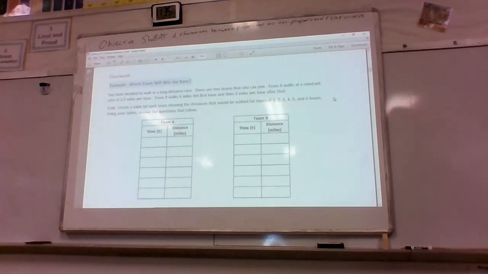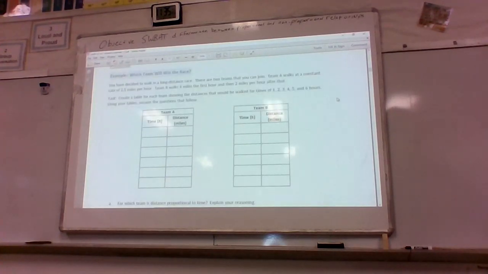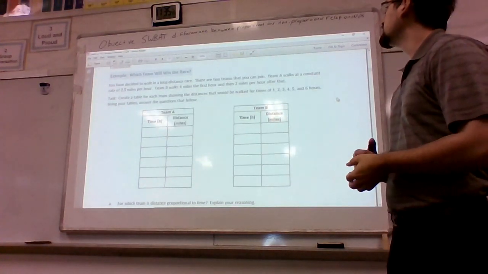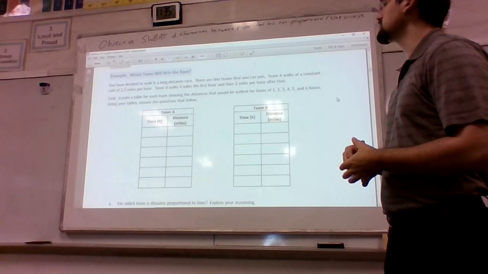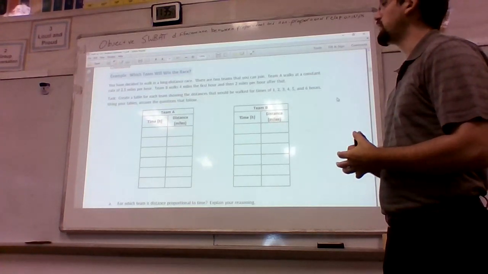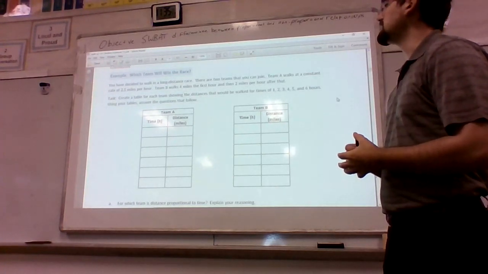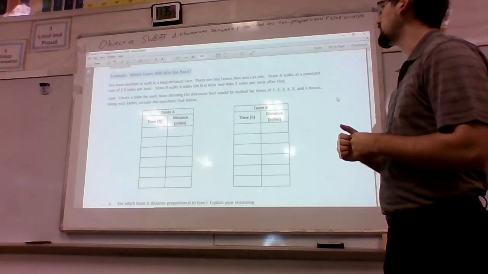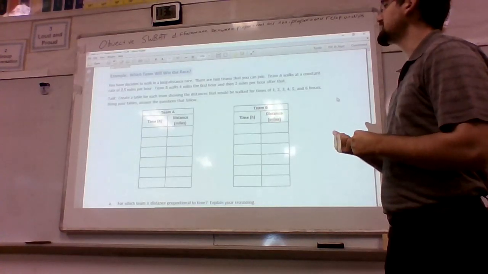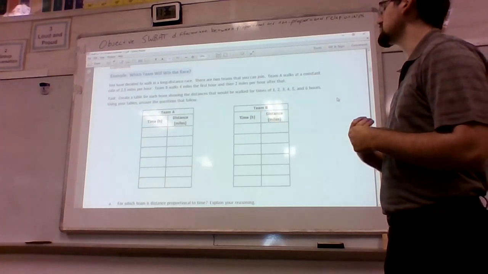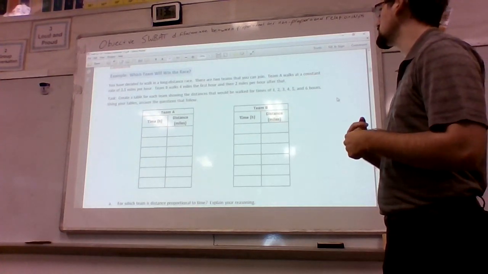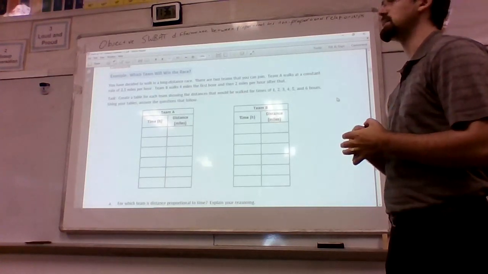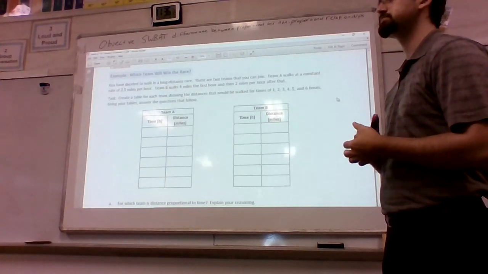Which team will win the race? You have decided to walk in a long-distance race. There are two teams that you can join. Team A walks at a constant rate of 2.5 miles per hour. Team B walks 4 miles the first hour and then 2 miles per hour after that. Create a table for each team showing the distances that will be walked for times of 1, 2, 3, 4, 5, and 6 hours. Using your tables, answer the questions that follow.